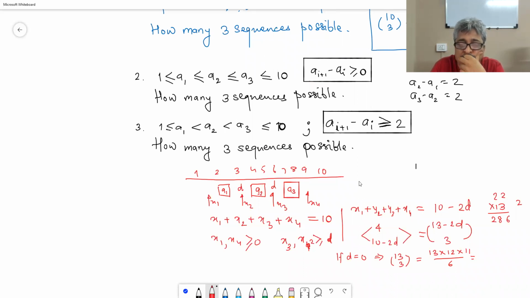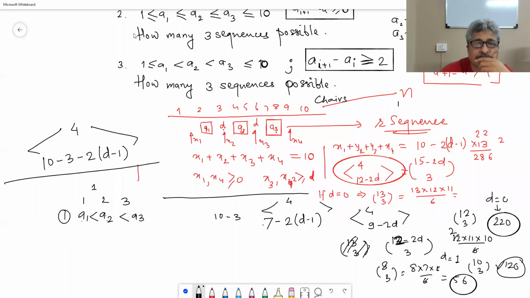If D is equal to 0, we have to take not x1 greater than or equal to 1, because A1 can be 1, no? Wait, let us figure out what mistake we have done. Sir, D. Okay. So now let me explain this first for 10 chairs. 3 persons occupying those 10 chairs and D number of chairs between them.